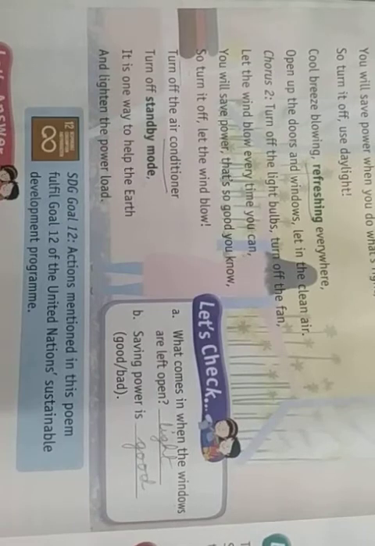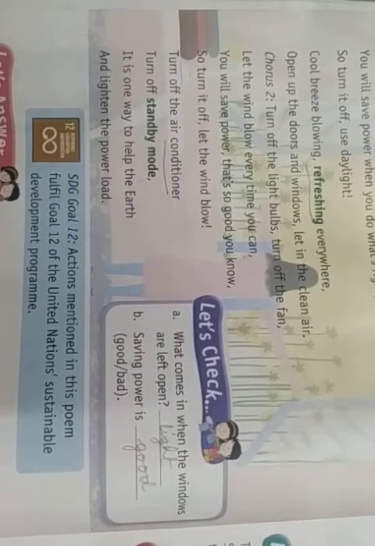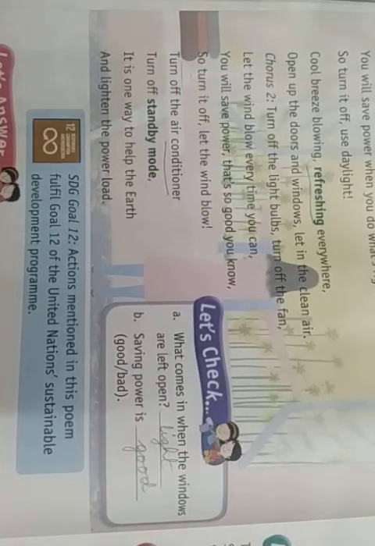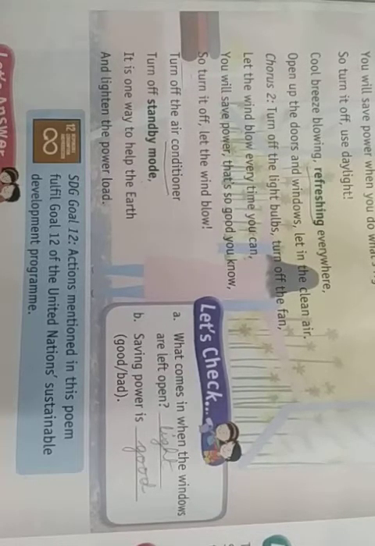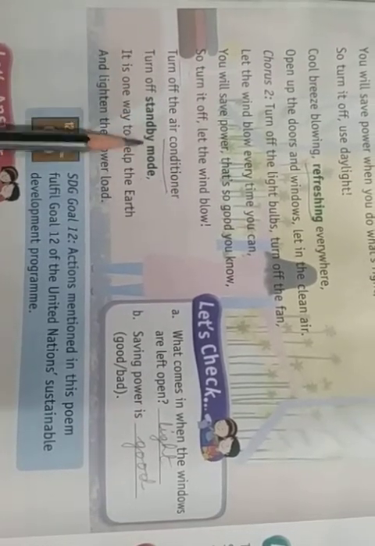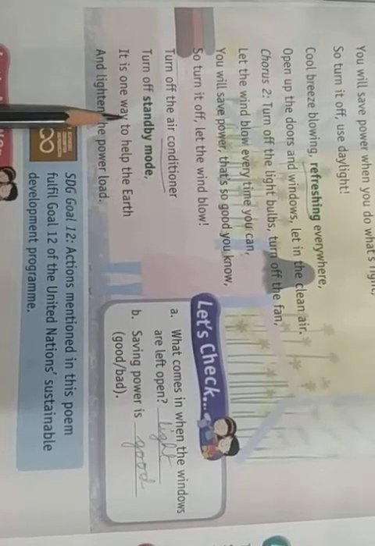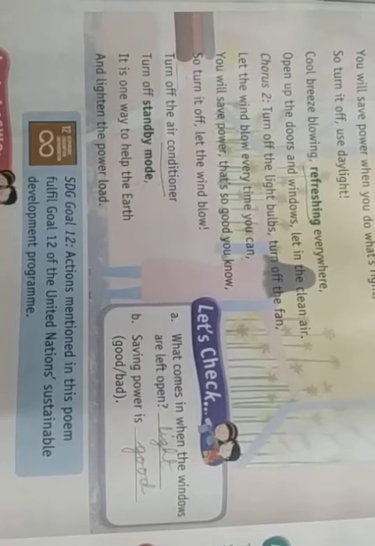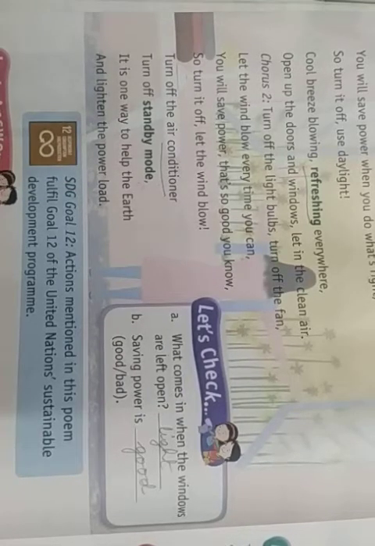Standby mode means low power: an electronic device uses up power even when not running. That is called standby mode. Okay. Turn off the air conditioner, turn off the standby mode. It is one way to help the earth and lighten the power load. As I told you, to generate electric power we need a lot of natural resources and it has to go through many processes.